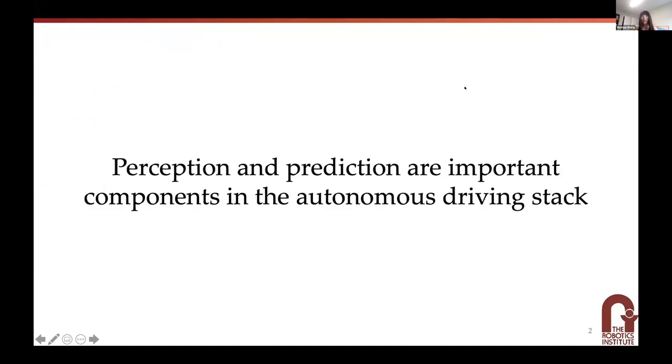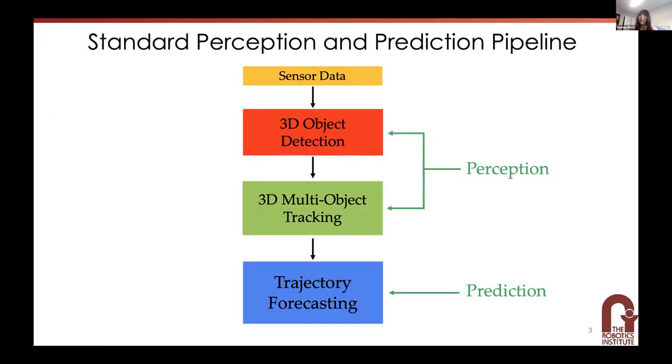Let's get started. As we all know, perception and prediction are important components in the autonomous driving stack, and there are many popular standard pipelines. One of them, I believe everyone knows, is the sequential detection, tracking, and forecasting pipeline given the sensor data. Once you have the trajectory forecasting results for the surrounding road participants, you can feed that information to your planner to tell the ego vehicle where to go. That's one of the standard pipelines.